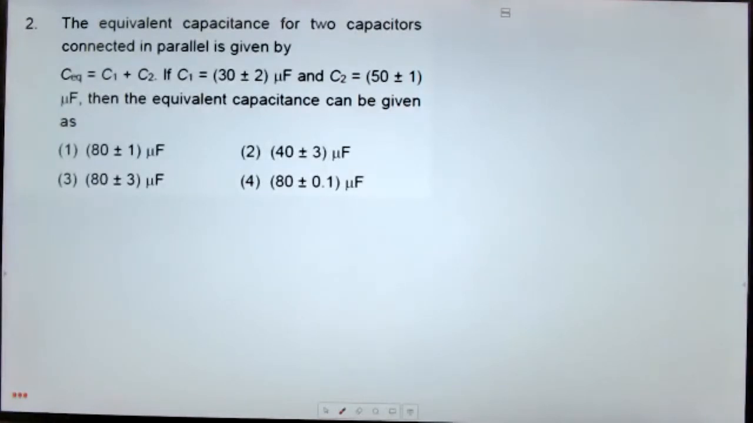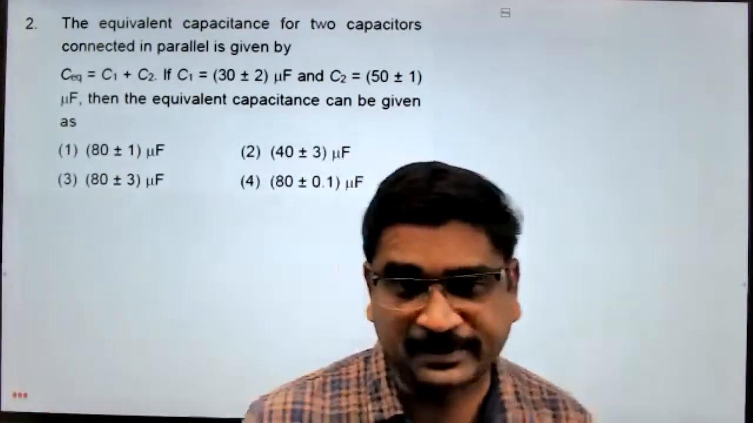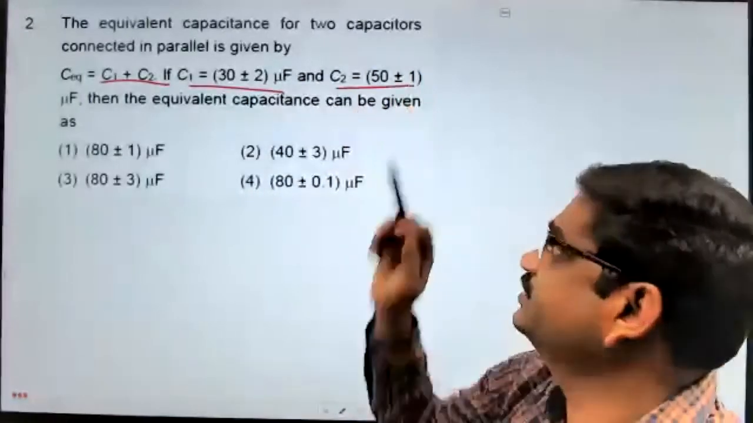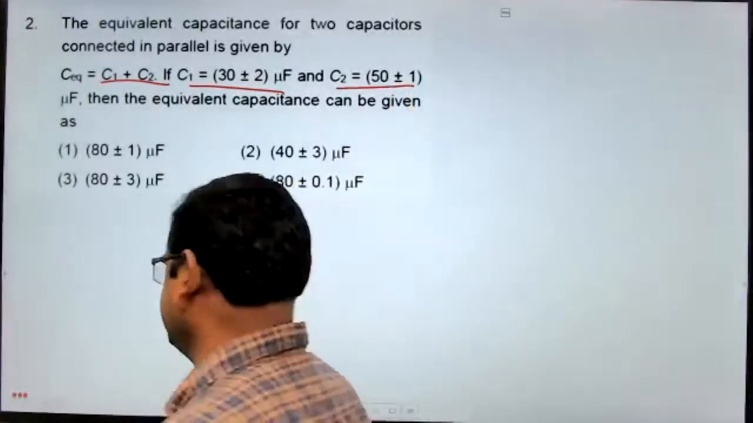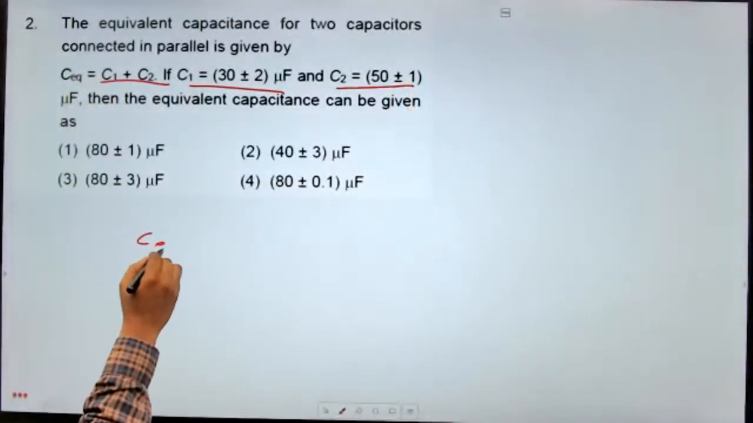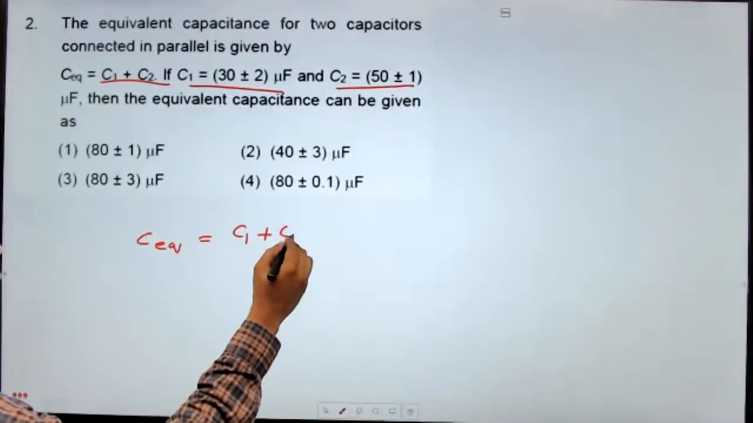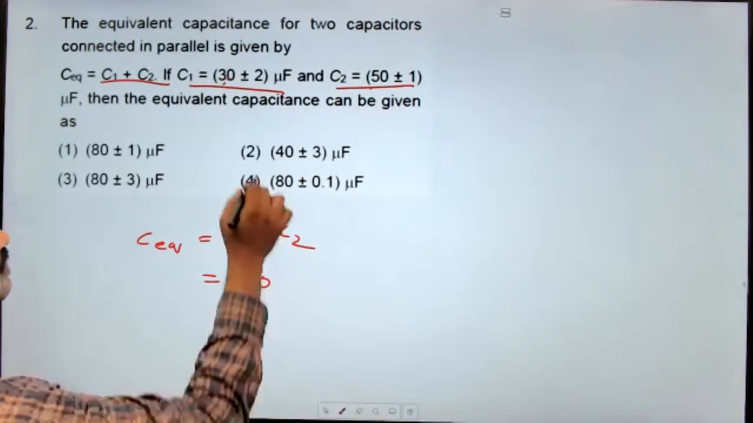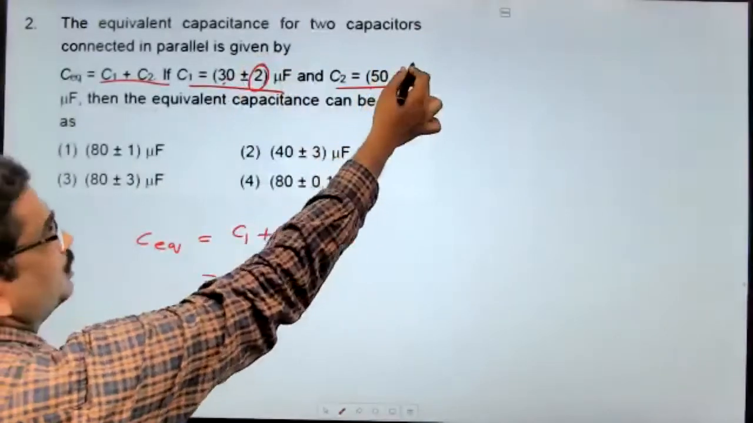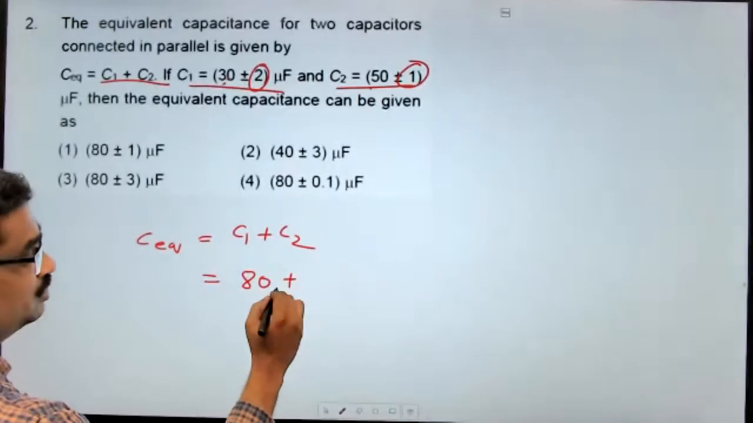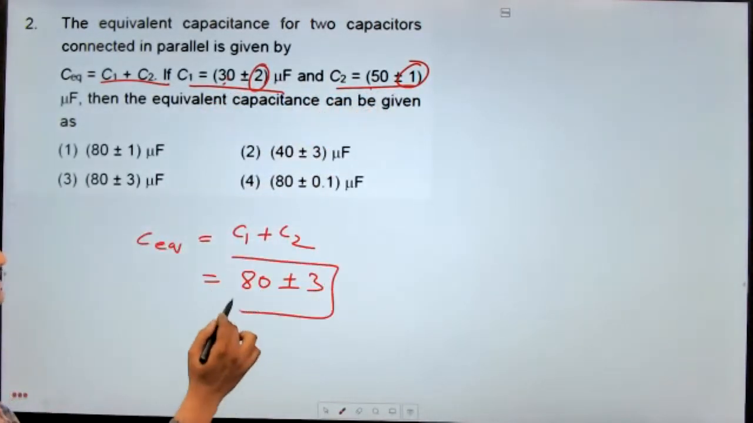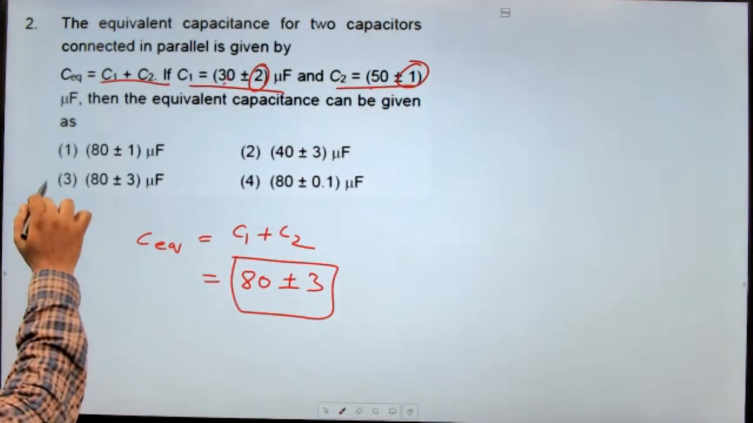Next one. Here C equivalent for a parallel circuit is C1 plus C2. Now C1 is given like this, C2 is given like this. Calculate C1 and C2 as the equivalent circuit. C equivalent can be written as C1 plus C2. Now add these two. That means 30 plus 50, 80. And here the approximation is 2 and here 1, so you have to add those two also. 2 plus 1, nothing but 3. So the answer is 80 plus or minus 3. Third option is the correct one.